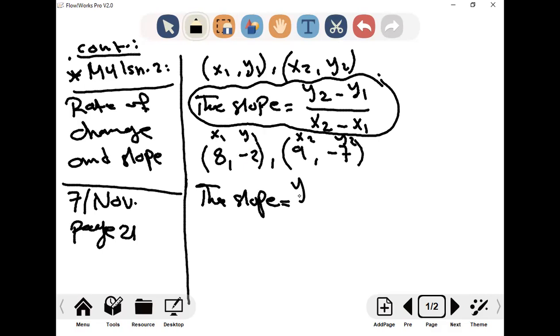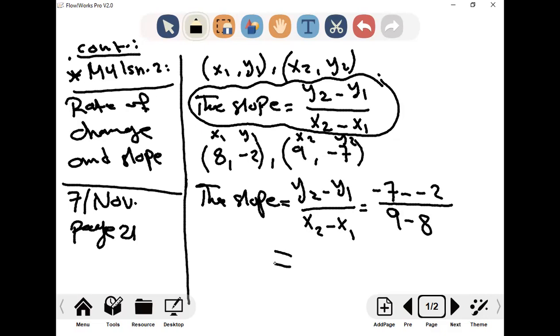Equal y2 minus y1 over x2 minus x1 equals, apply -7, -2, right? So you have -7 minus -2 over 9 minus 8. Now y2 minus y1, here we have one from the number and one from the formula, right? So it will be -7 plus 2, -5 divided by 1 equals -5.